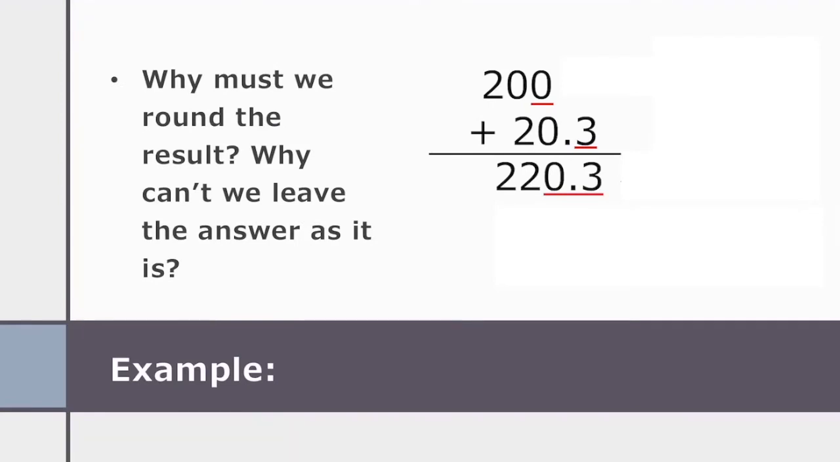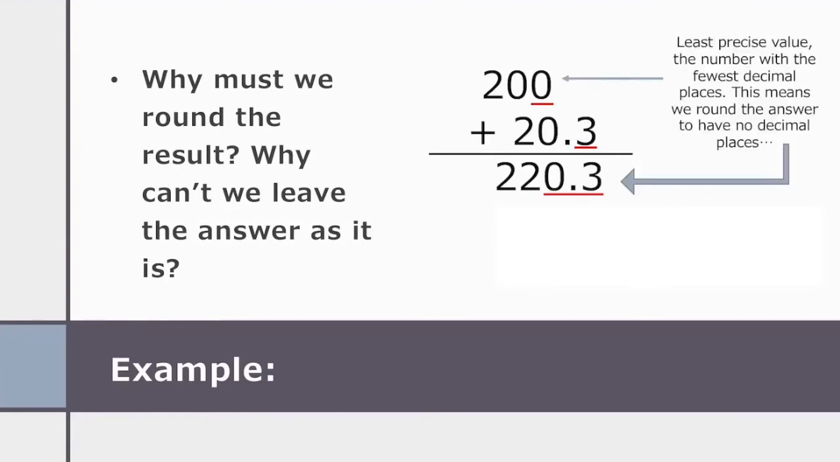So here I have 200 plus 20.3. We'll come back and answer the first question, about rounding the result. Step 1 here is to solve the problem, which we did.